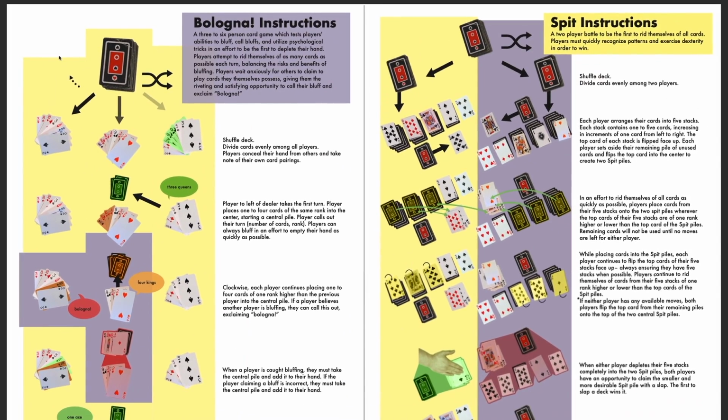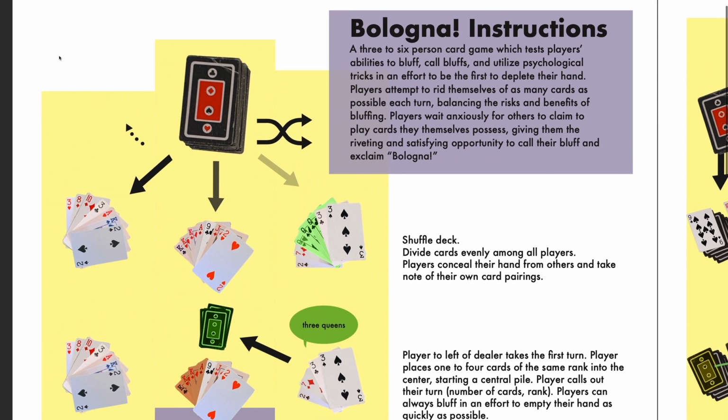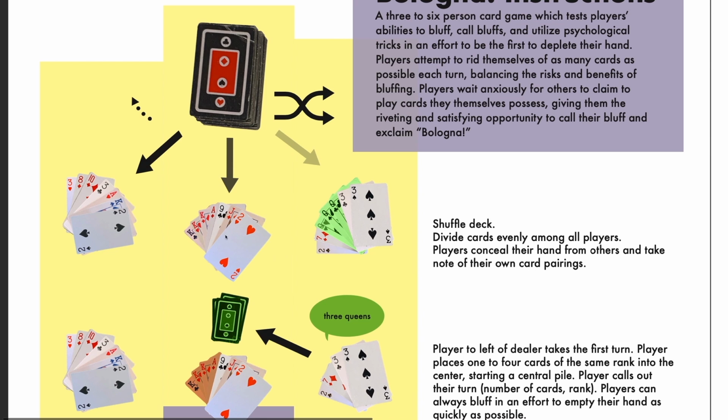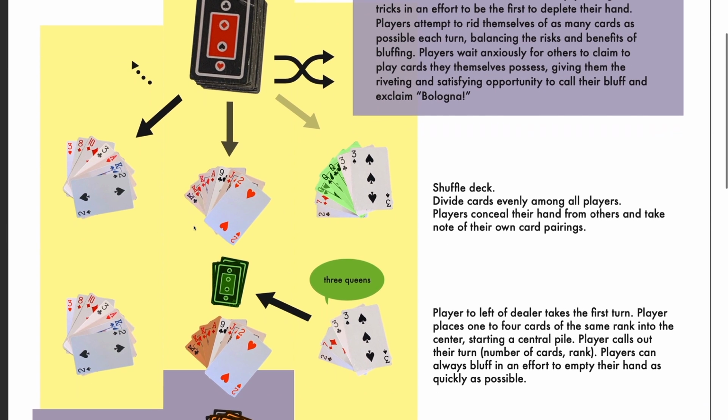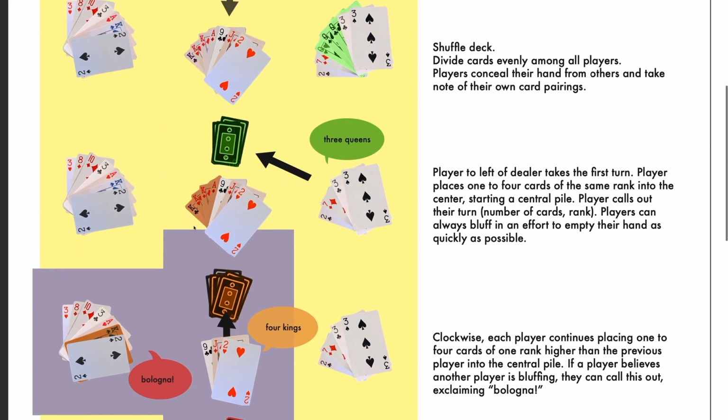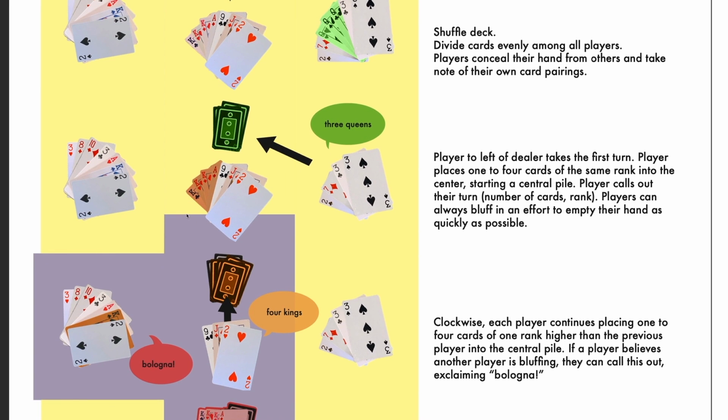And for baloney, which you may know by another name, start by shuffling the deck, dividing cards evenly among all players. The players look at their own cards, but keep them hidden from everyone else. And the person to the left of the dealer takes any pairs or multiples they have and starts the game by getting rid of them all at once. If everyone believes them, they let it happen.